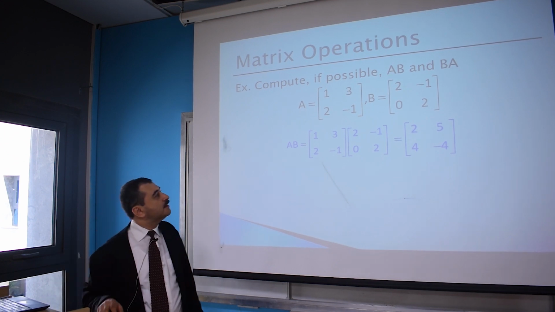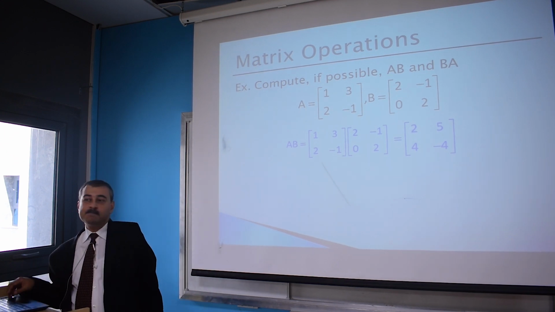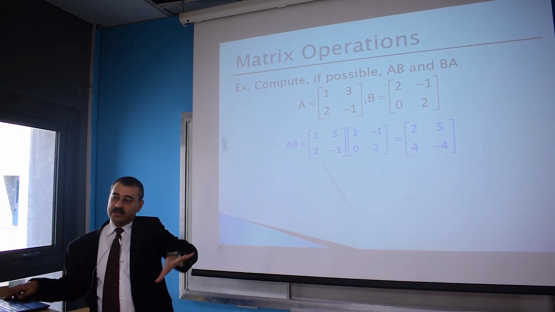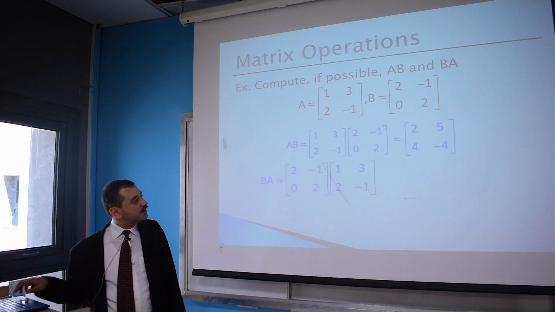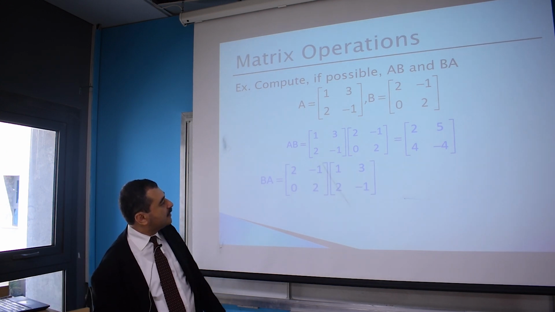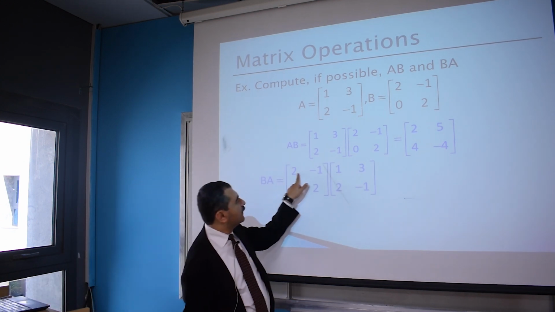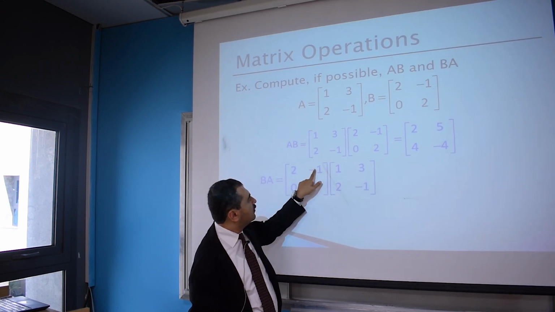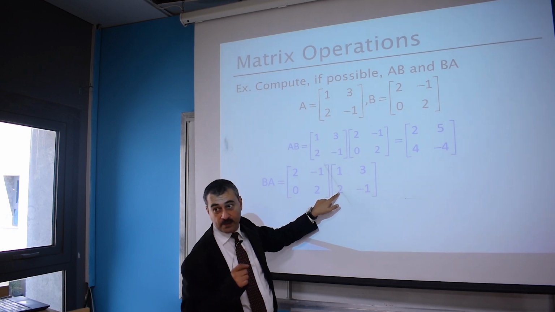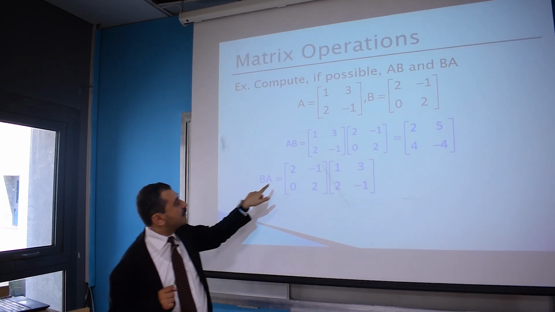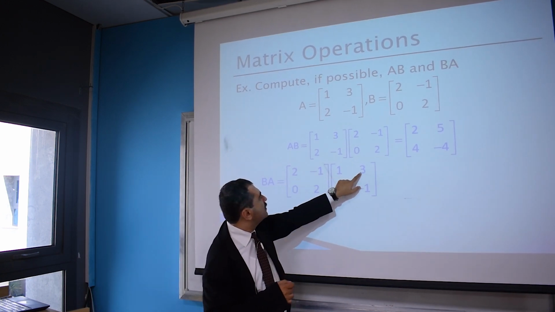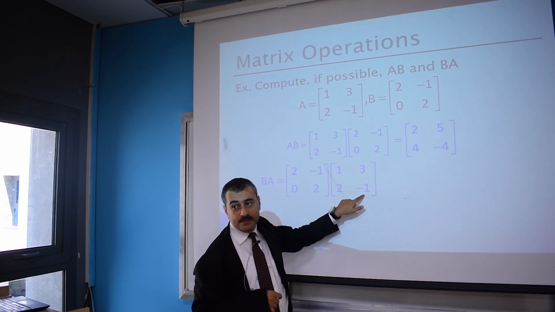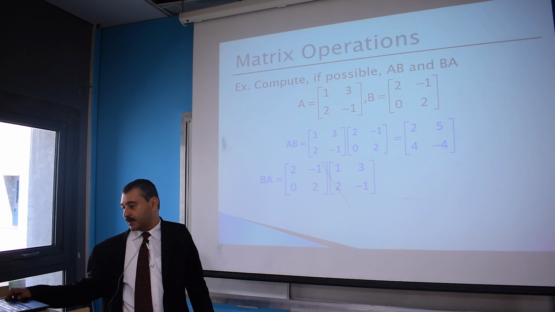Okay? What about BA? Again, I have to write B to the left and A to the right and do the multiplication. What about the first entry? These guys dot product. So we'll get 2 minus 2, which is 0. Okay? The second entry to the right, you'll get 6 plus 1, which is 7, and so on.